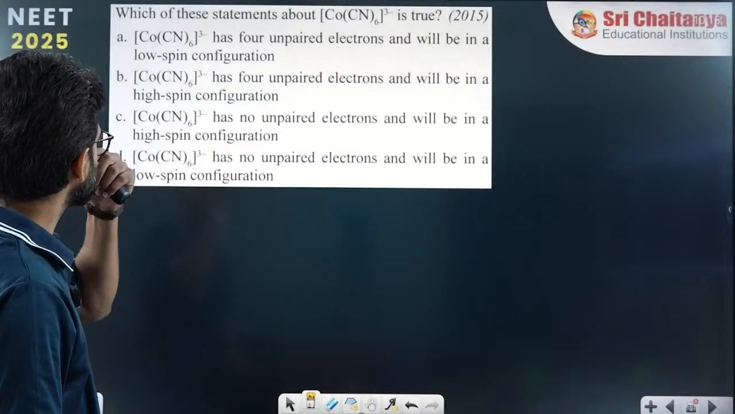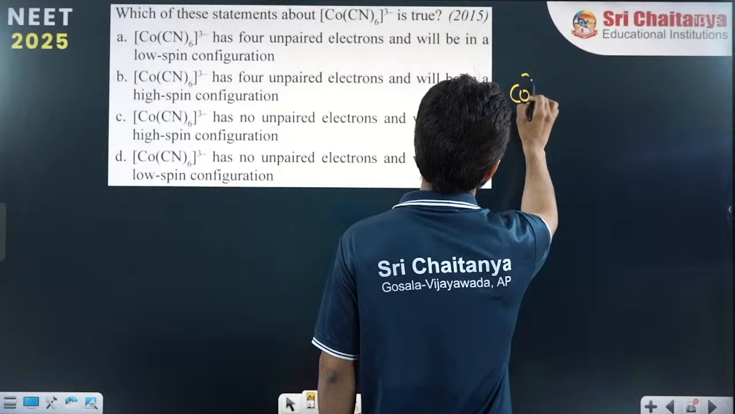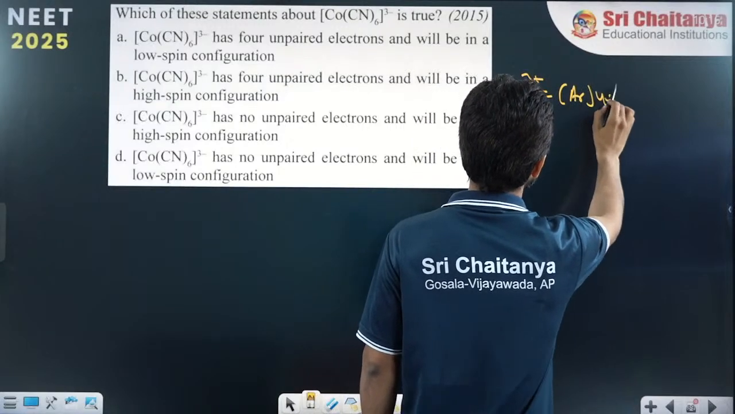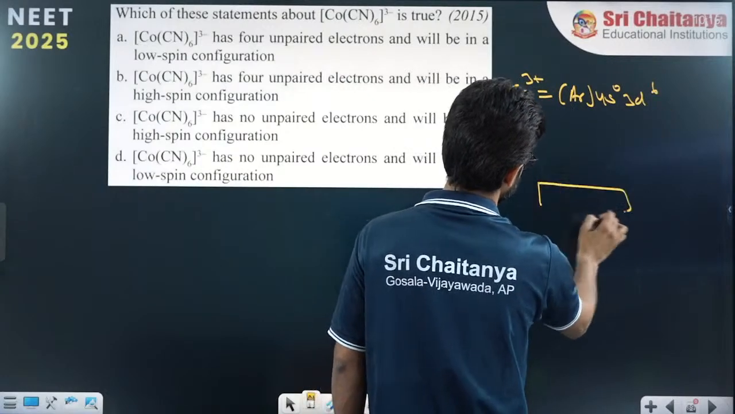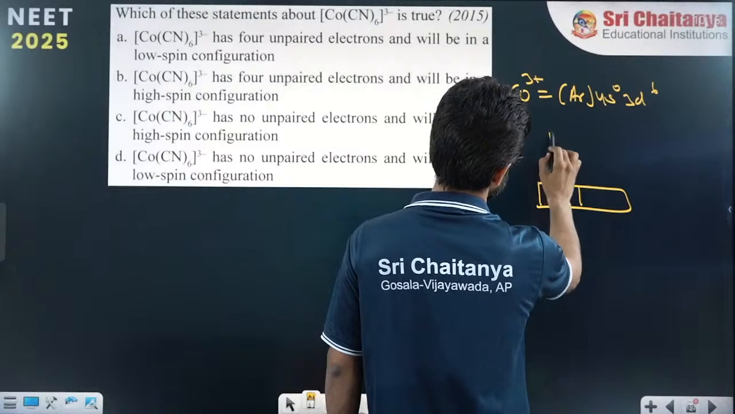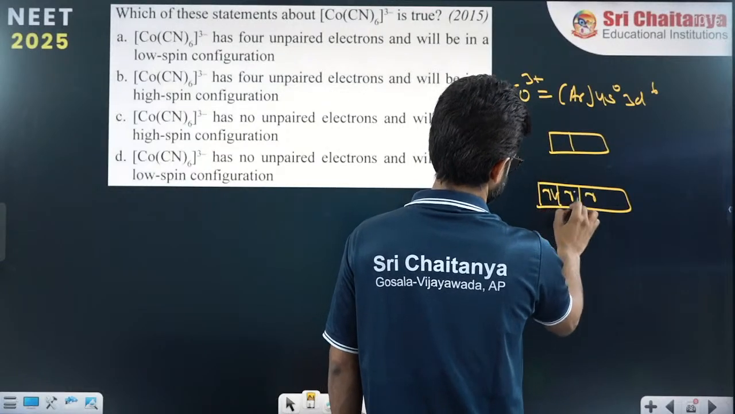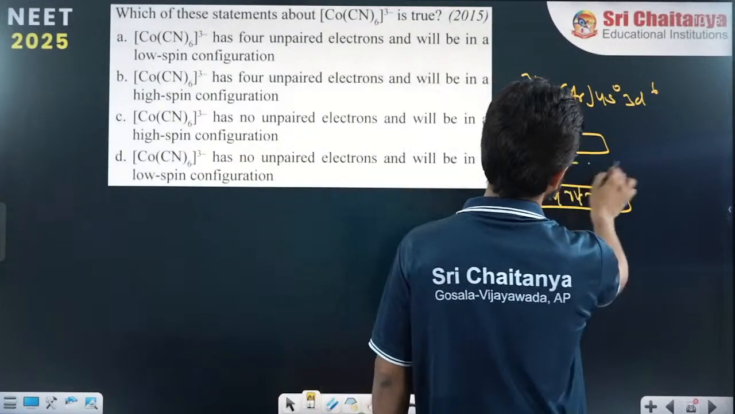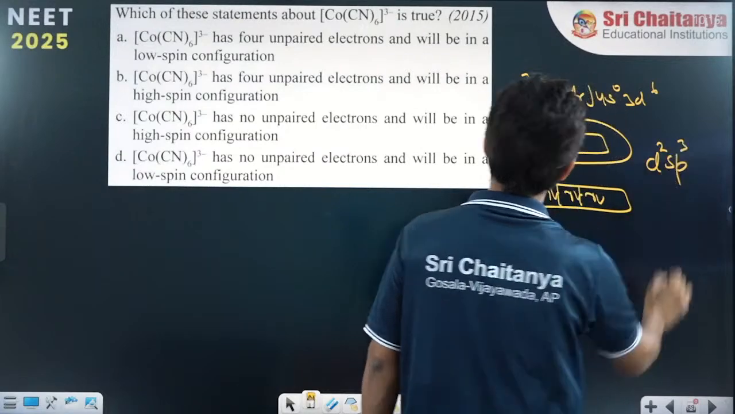Okay, which is true about it? Again, cobalt is +3 here, easy to see. It's argon, 4s becomes 0 and 3d becomes 6, right? 3d6, strong ligand. 1, 2, 3, 4, 5, 6. So the upper two are available for hybridization, so it becomes d2sp3 and diamagnetic.